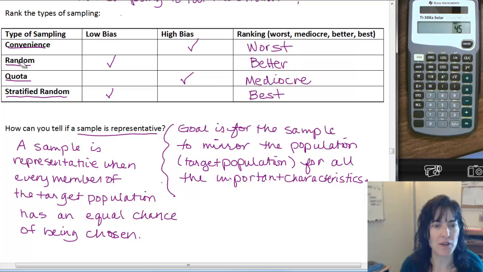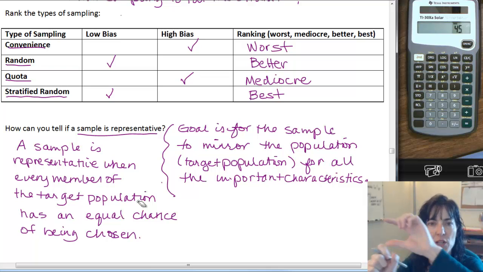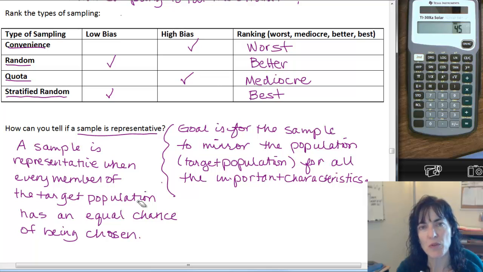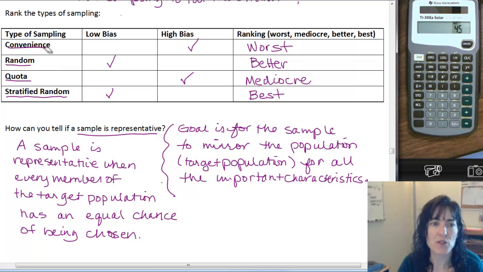Okay, so thinking about random, does every member of the target population have an equal chance of being chosen? 100% yes, because you list out every person in the population and give them a number, jumble the numbers, and choose the first n people. And that's perfect. Every person had an equal chance of being chosen. Okay, quota. Does every person have an equal chance? And because it uses convenience sample once you've determined your quotas, the answer again is no. Convenience sample is selective, and so quota samples are also selective.